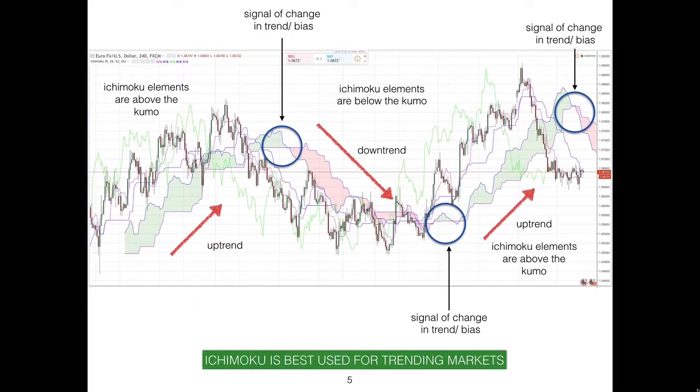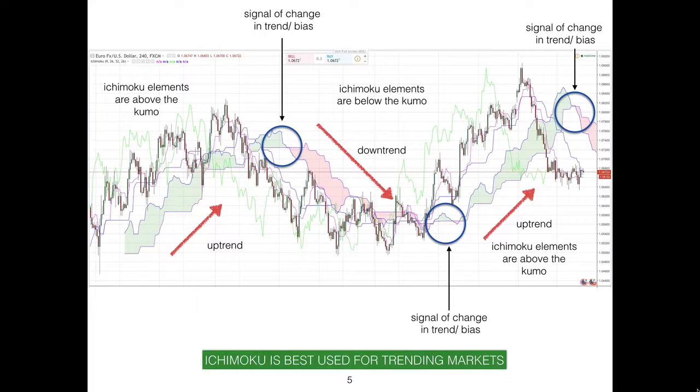So this is the Euro FX USD chart showing a trending market. This chart shows that the currency pair is bullish on the 4-hour time frame. The trend changes swiftly from an uptrend where all Ichimoku elements are above the Kumo to a downtrend where Ichimoku elements are below the Kumo. And then there's a reversal or a sudden change of bias to an uptrend once again once the Ichimoku elements have given positive signals.